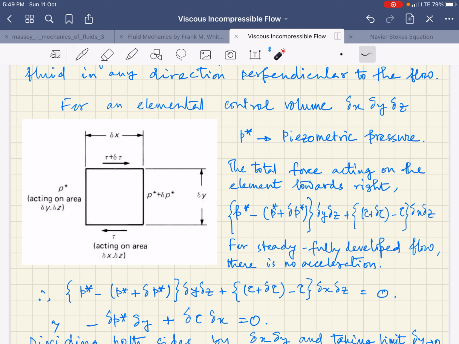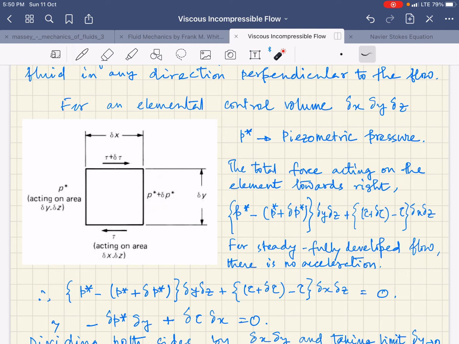And on the other two sides we are having the pressure, that is P star, as the piezometric pressure which incorporates the gravitational head as well, or the corresponding elevation head. The pressure is being incorporated. That is what we call the piezometric pressure. So this pressure varies from P star to P star plus delta P star.